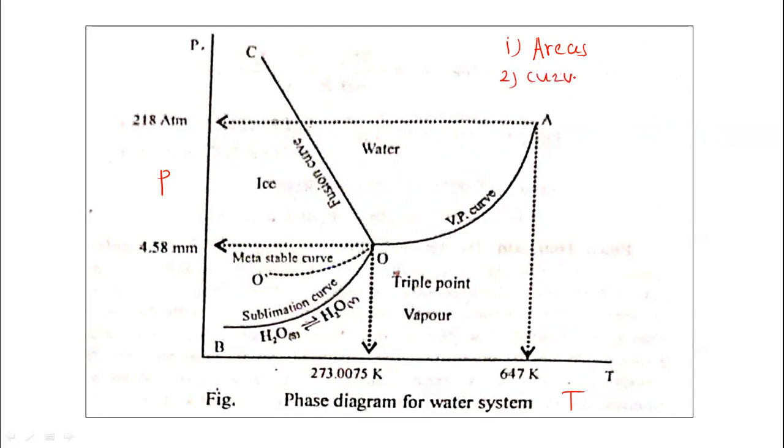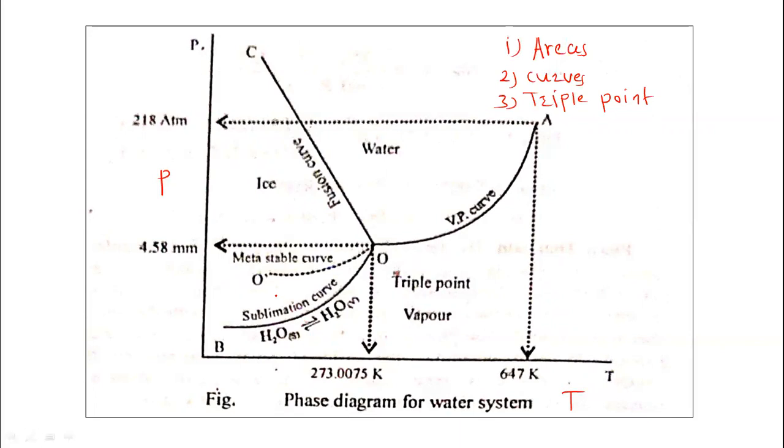And third, triple point. The phase diagram consists of areas, curves, and triple point. You can see on the y-axis we take the pressure, on the x-axis we take the temperature, and we want to plot the graph to represent this water system, a heterogeneous system.